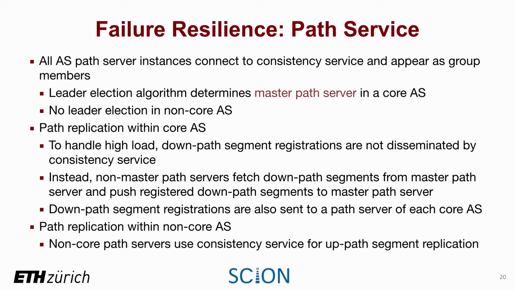Path replication within a core AS happens by having different path servers send down path segments that are being registered to the master path server and also fetching down path segments from the master path server. And this is to achieve higher performance in order not to be limited by the consistency service. Within a non-core AS, the non-core path servers can use the consistency service for path segment replication, as there are less scalability requirements at that level.